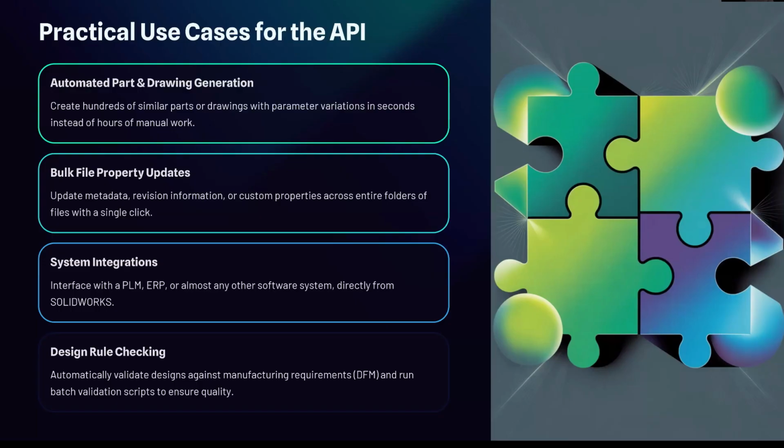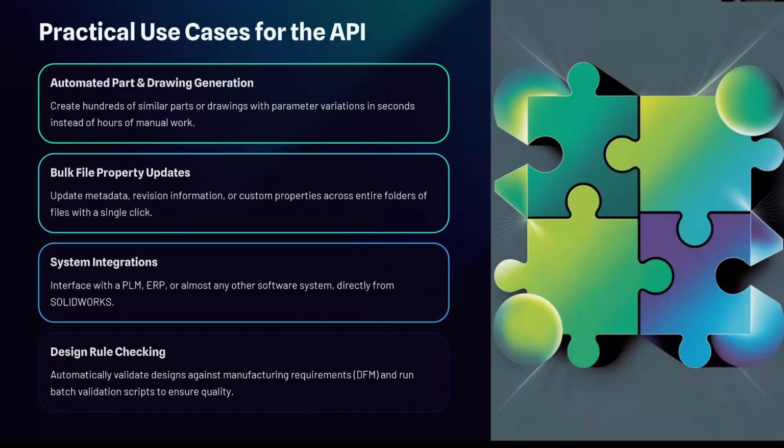We also have bulk file property updates. SolidWorks files are very heavy with metadata, and all of that metadata can be changed without even opening up SolidWorks, which is really great. Using bulk file property updates, you can update metadata of all SolidWorks files in whatever data set you want. You can update revision information, custom properties across the entire folder with just a single click.